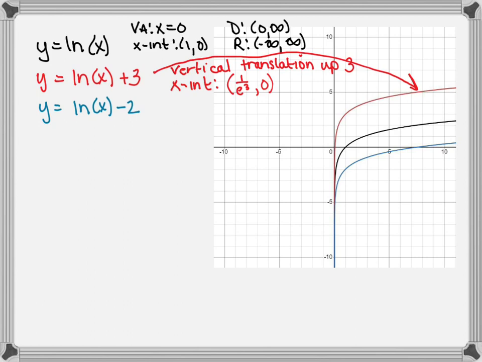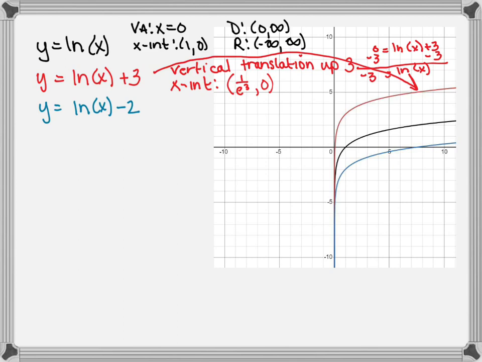And I found that by remembering that to find the x-intercept, we substitute 0 in for y. So I ended up with the equation 0 equals the natural log of x plus 3. I want to get my natural log by itself, so I'm going to subtract 3 from both sides, and I get negative 3 equals the natural log of x.